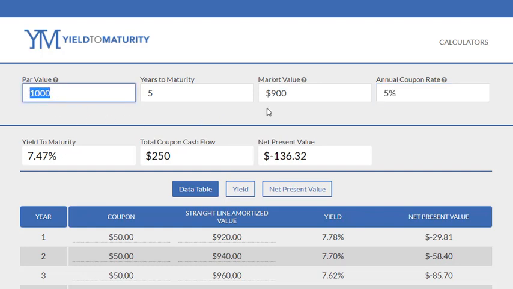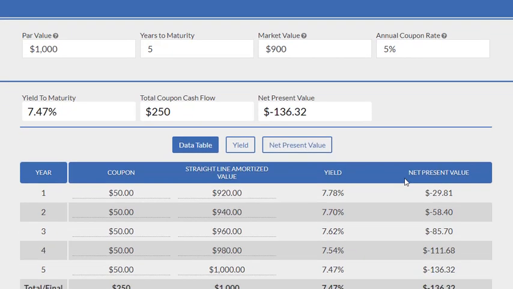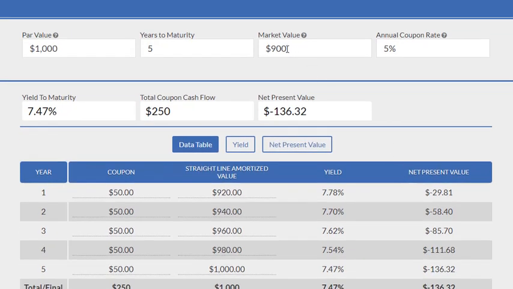So you'll notice that they bought the bond in this scenario for $900. And at the end, at maturity, they're going to receive $1,000, which gives them an extra source of return on their money. Whereas before, they were going to get the same amount of money back that they paid for the bond.